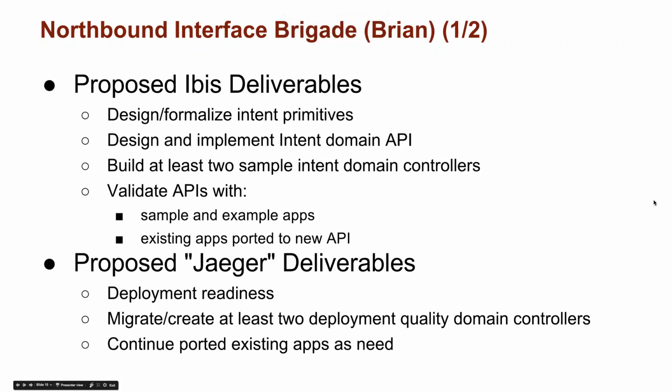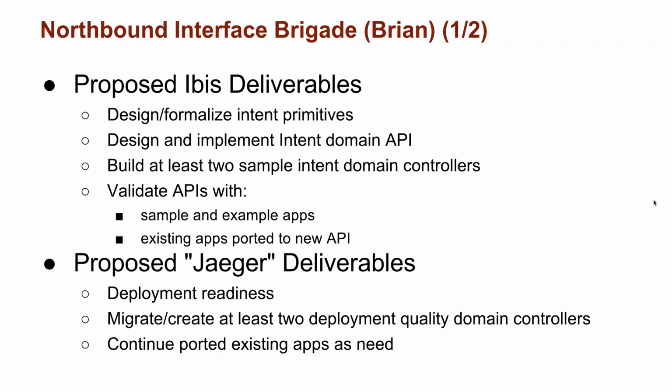So the next brigade we're talking about is the northbound interface, intent domain brigade. For Ibis, the plan is to design, formalize, and validate some of the intent primitives, also to design and validate the intent domain API. So that'll be a big chunk of the initial half of this release. And then the latter half will be focused on developing at least 2 sample intent domain controllers and validating those APIs with some sample and example apps, as well as hopefully porting some of our existing apps over to the new API. So the plan for the end of Ibis would be to have some good sample code on both the south side and the north side.